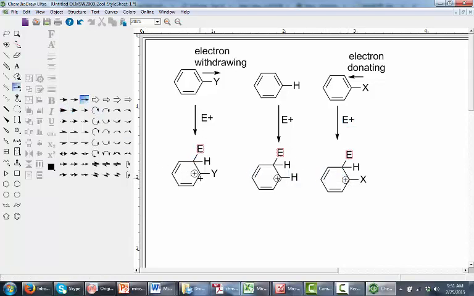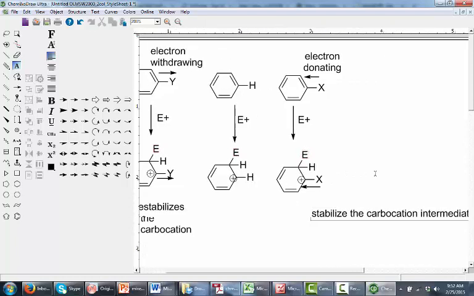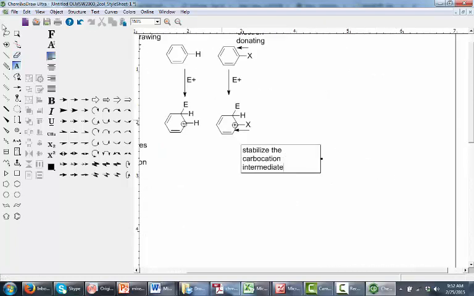Let's now think through what happens to the stability of this molecule when this Y is withdrawing electron density away from an atom that already has a positive charge. That makes it less stable, destabilizes the carbocation, compared to a case where the X is pushing electron density into that carbon. The carbon with the positive charge is getting electron density pushed into it. This is going to stabilize the carbocation intermediate and in turn activate the ring for electrophilic aromatic substitution.